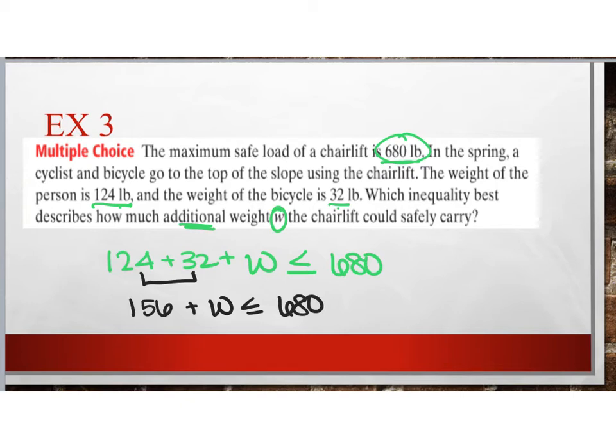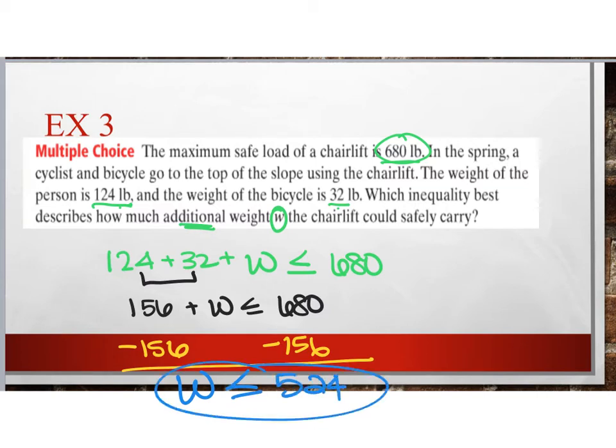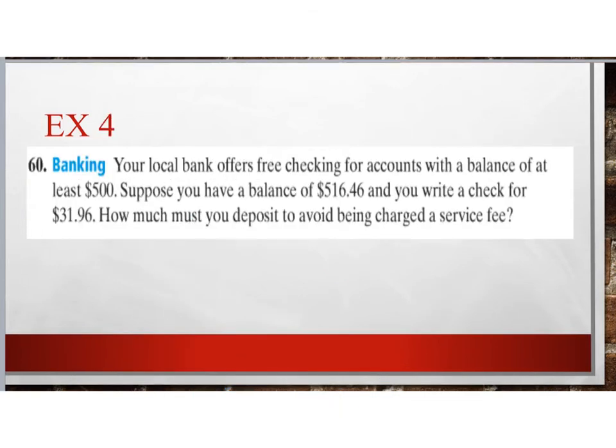Now I want to go ahead and get my W by itself. So I will subtract 156 from both sides. And when I do that, this is going to give me W is less than or equal to 524. So I'll write this up here just so you can see it a little better. W is less than or equal to 524, and that would be pounds. So as long as you don't add anything over 524 pounds, you will not exceed the limit of that chairlift.